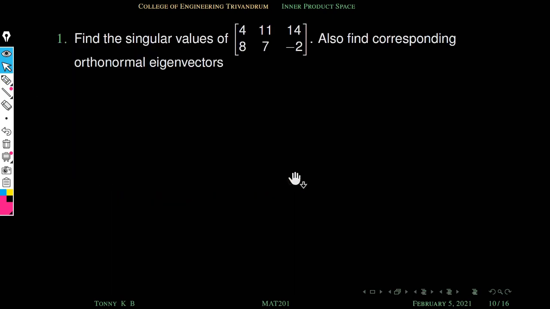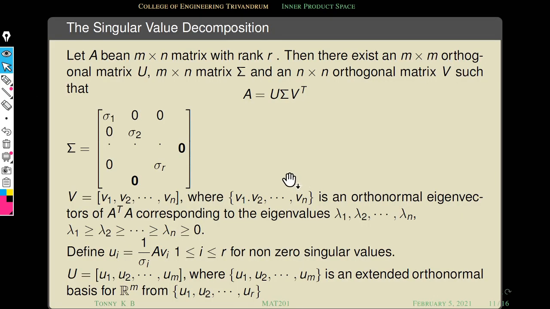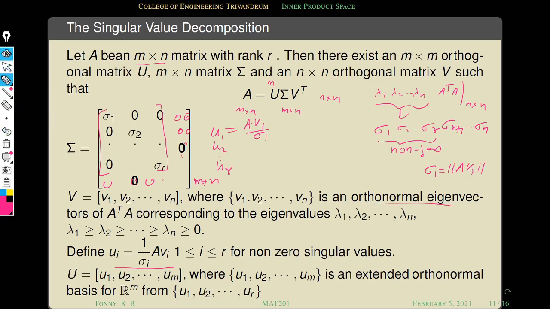So what about this one? This sigma 1 is the norm of A v1, so u1 is a unit vector, because sigma 1 is the norm of the numerator. That is the process of normalization. Anyway, we define u1, u2, etc., ur. ur is A vr by sigma r. These vectors are defined only corresponding to the non-zero eigenvalues or non-zero singular values.